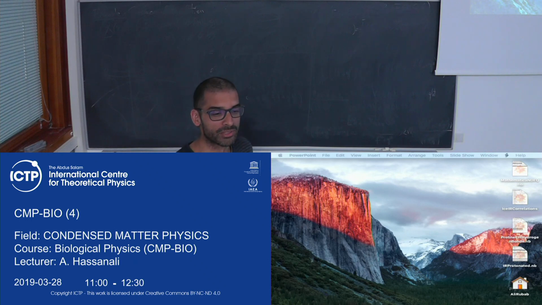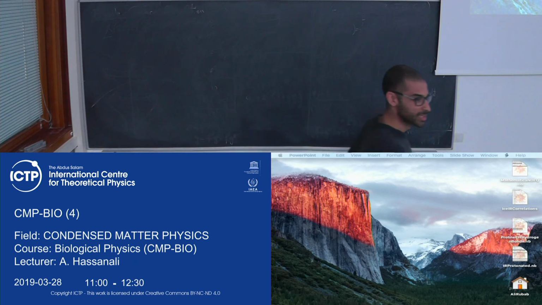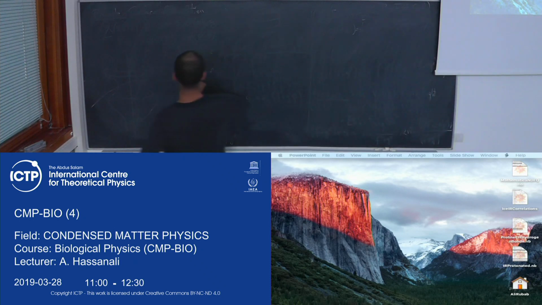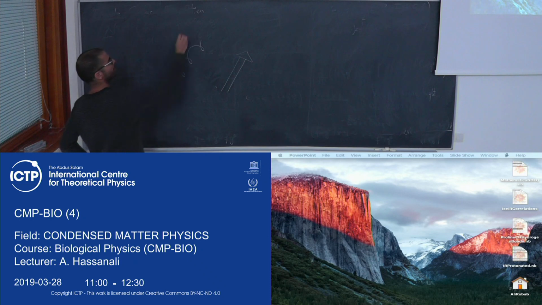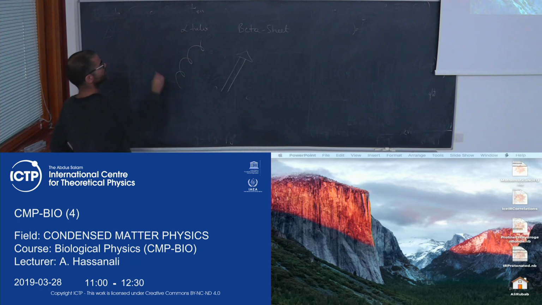Discussing two types of secondary structures in biological systems. What are they? No, that's not secondary structure. It's alpha helix and beta sheet. Okay, that's secondary structure. This and this. Okay, alpha helix. Beta sheet. These are both secondary structure.